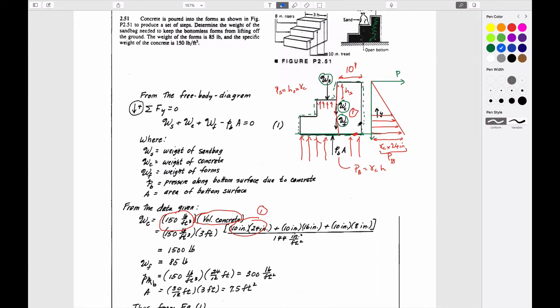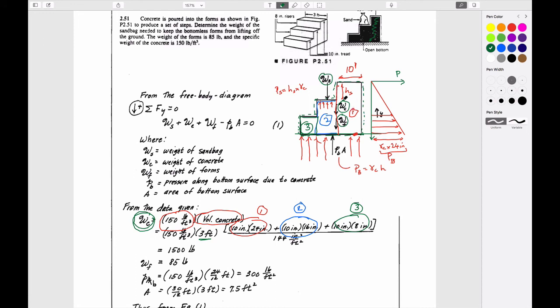The second component is this one here, which is going to be 10-inch tread times 8 inches plus 8 inches. And the third one is going to be this, which is 10-inch tread times 8 inches, multiplied by the width of the step into the page, which is 3 feet across, and multiplied by the unit weight. So the bottom line is we have a magnitude of the weight of concrete.